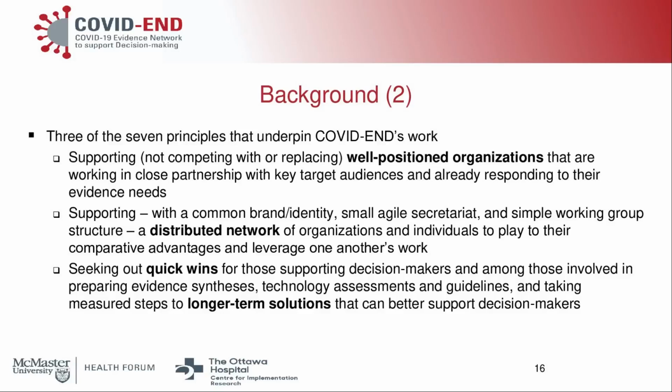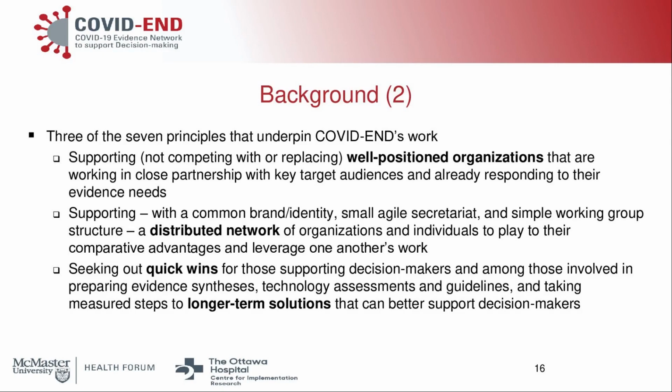We want to make it easier for all of those organizations to find what's there. We saw very quickly that there was too much for most to be able to work their way through, so now it's about honing in on the best of what's there. This is supported with a common brand identity, a small agile secretariat, and several working groups. It's a distributed network of organizations and individuals playing to their comparative advantages, and we're also trying to leverage each other's work.